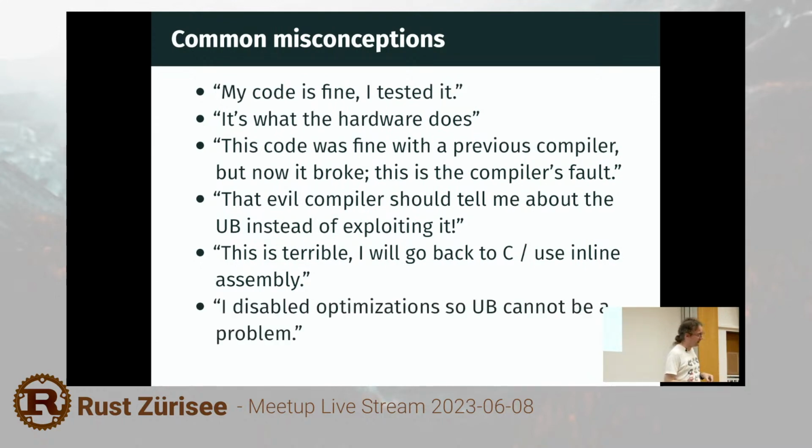And finally, I disable optimizations so UB can't be a thing that works. Even without optimizations, there's a whole bunch of stuff going on. Even basic things like register allocation can break when you have undefined behavior. It's true that without optimizations, it's much less likely that undefined behavior affects your program behavior, but it's by far not guaranteed that it doesn't happen. And it's still very, very possible.